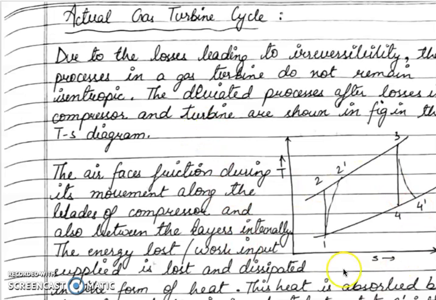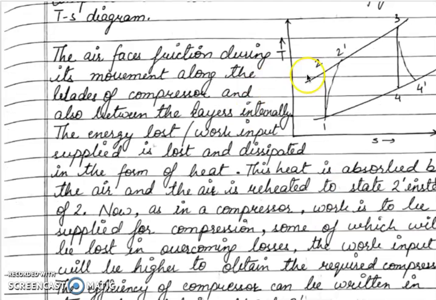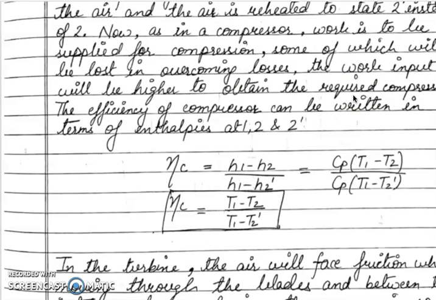So as we can see from the TS diagram, the ideal process in the compressor is from 1 to 2, but actually, due to the heat produced due to the friction, the actual temperature will be T2 dash, which is higher than T2. So this T2 dash will be the actual condition, and the actual process will become 1 to 2 dash, for which the work input will be higher than the process 1 to 2. So the compressor efficiency can be defined in terms of this actual and ideal case.